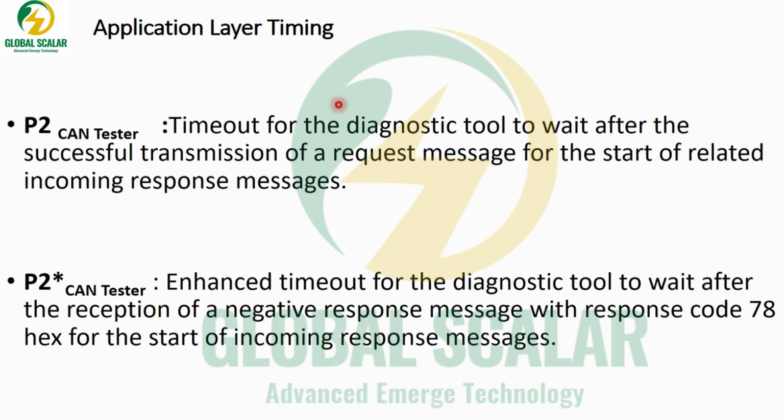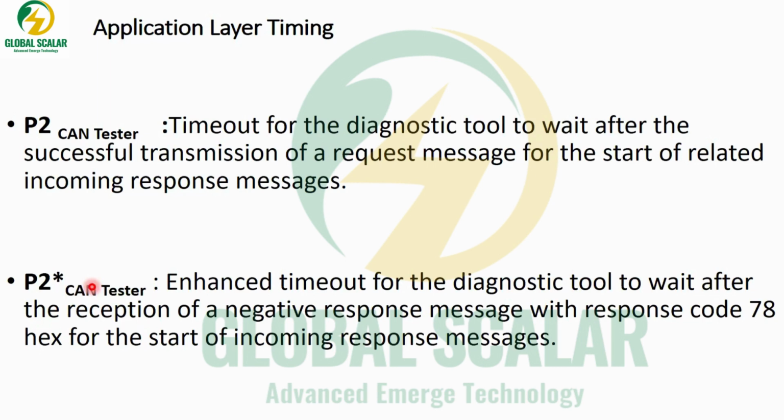P2 CAN server. That is the minimum time duration where it will wait. Suppose the P2 CAN server is 500 milliseconds. The request is sent and it waits around 500 milliseconds. That is the maximum condition. And P2 star CAN server means the timeout is crossing the time of 2000 milliseconds, meaning 2 seconds. So from 500 milliseconds up to the next 2000 milliseconds, that duration will be there.